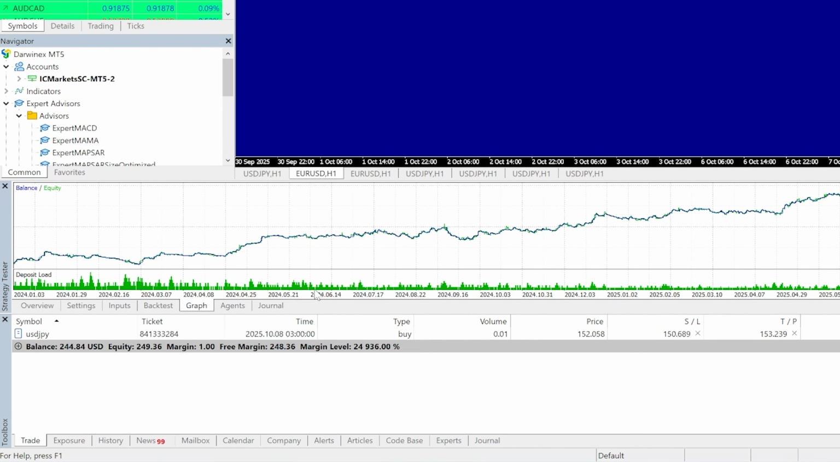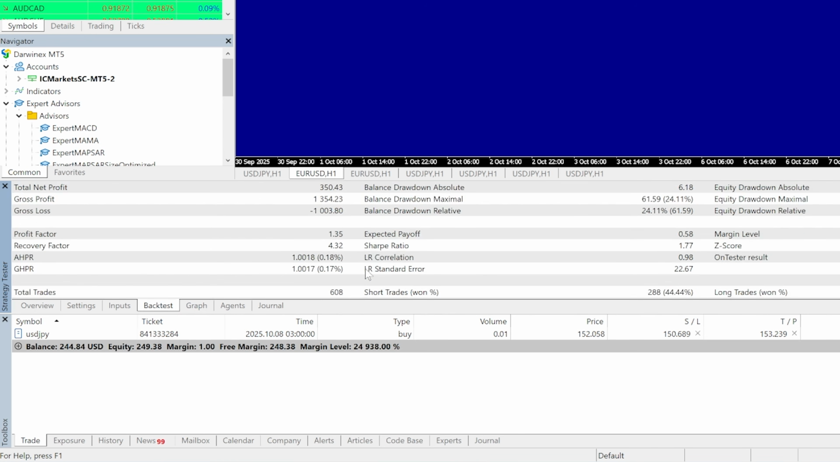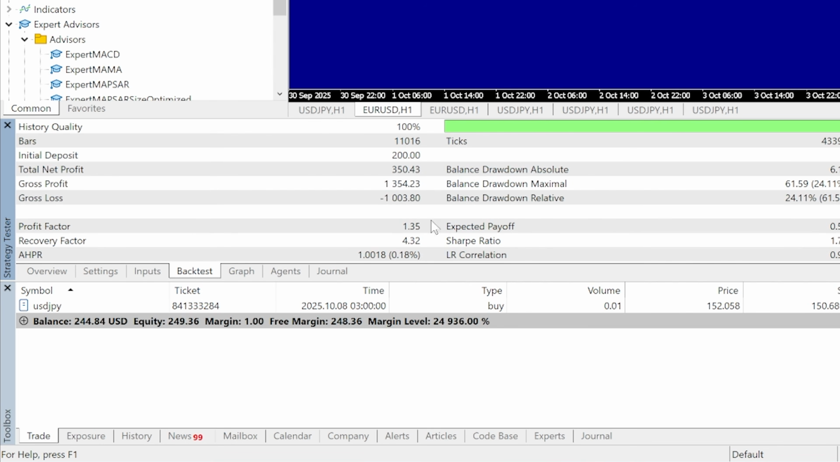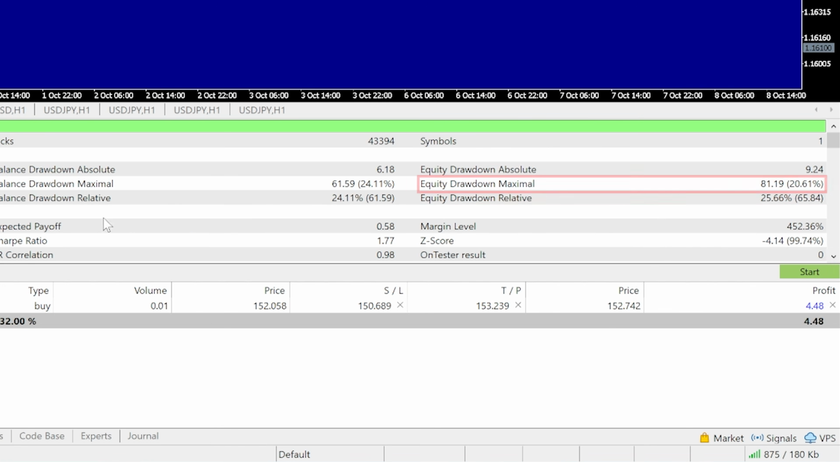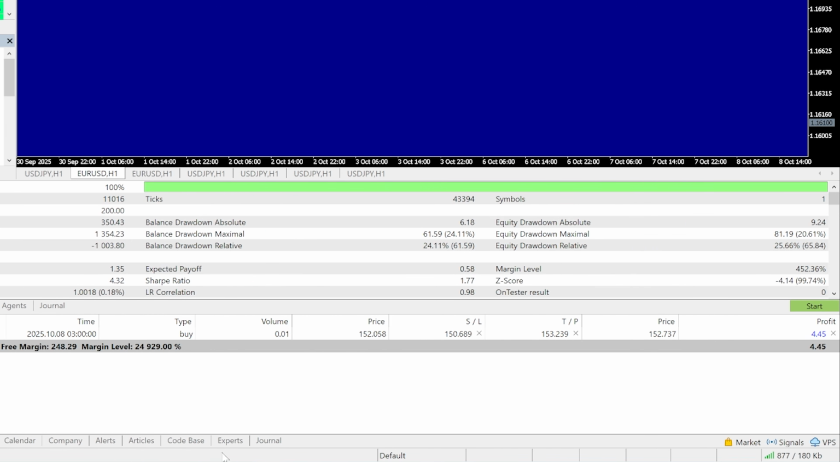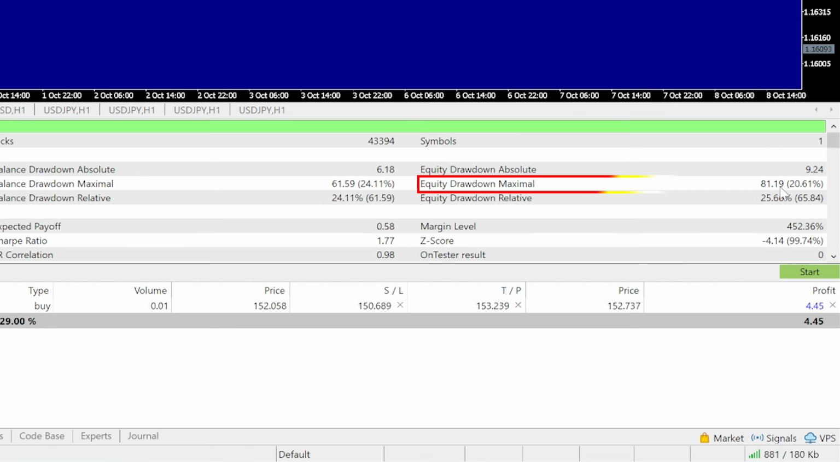We can also quickly look at the exact same back test I've done on MetaTrader. We can see pretty similar results: 608 trades, 350 profit, 81 drawdown, 47% profitable trades. So yeah, we're seeing similar statistics there. So let's have a look at how this risk is set. We'll use the MetaTrader value, and we're just going to focus on risk. So we're just going to use this equity drawdown dollar value.